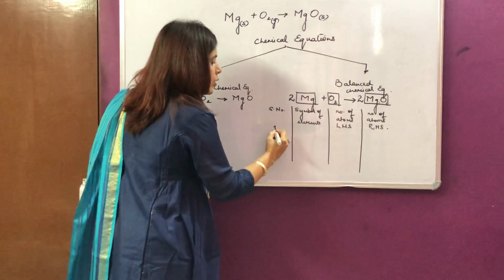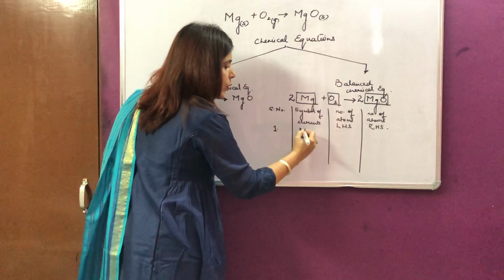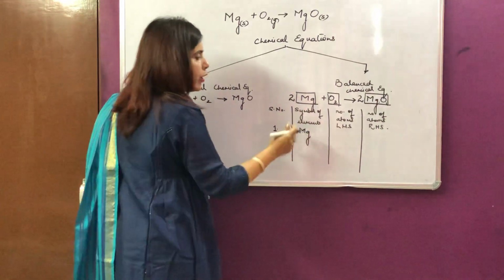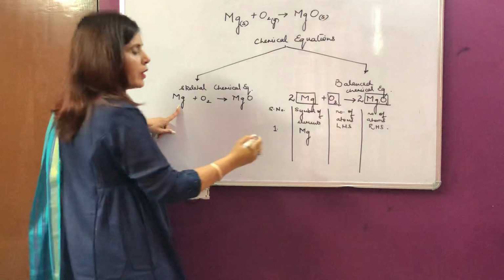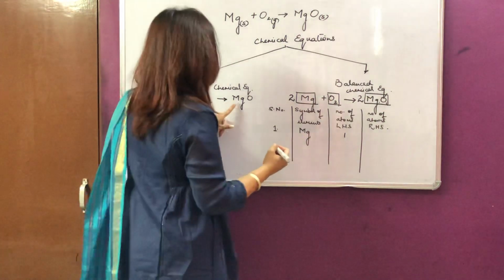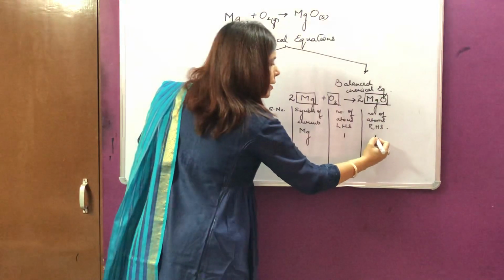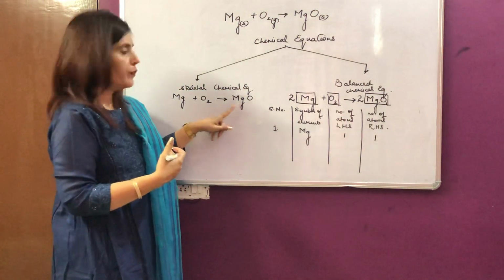2. So, the first one is magnesium. So, let us write the symbol Mg. The number of magnesium atoms on the left hand side in the unbalanced equation was 1. So, we wrote 1. The number of magnesium atoms on the right hand side in the unbalanced equation was what? 1. So, we wrote 1 there also.